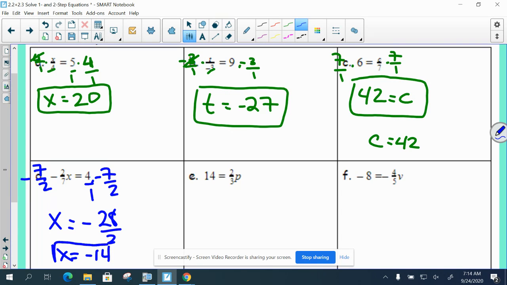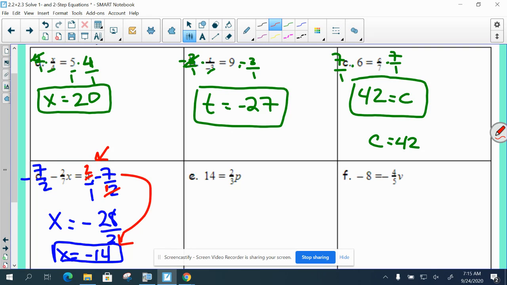Another way you could think about simplifying this part is, well, look at if you can cross-reduce. Can you cross-reduce here? Well, 1 and 7 don't cross-reduce, but 4 and 2 do. So 4 goes into 2 twice, or 2 goes into 4 twice. So that means 2 times this would turn into a 1. 2 times negative 7 is negative 14.